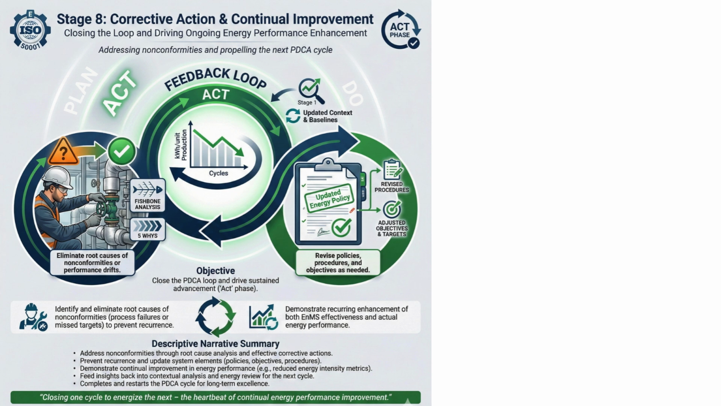Most importantly, we must demonstrate continual improvement, recurring enhancement of both ENMS effectiveness and real energy performance, like steadily reducing kilowatt hours per unit of production over multiple cycles. These improvements naturally feed back into Stage 1 and Stage 2, updating organizational context, energy review, and baselines for the next PDCA cycle. Let's recap our final stage.